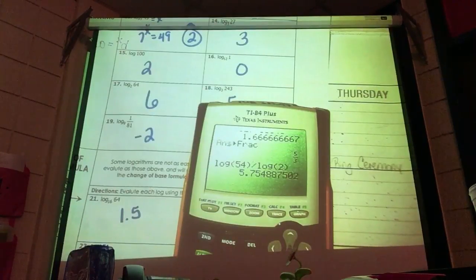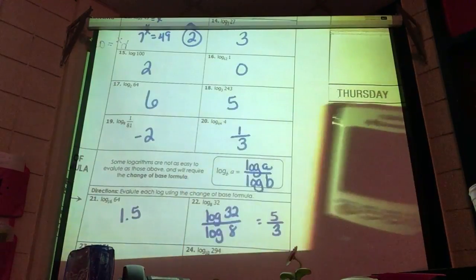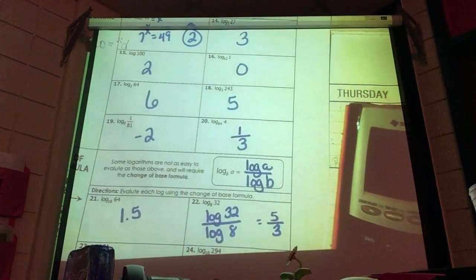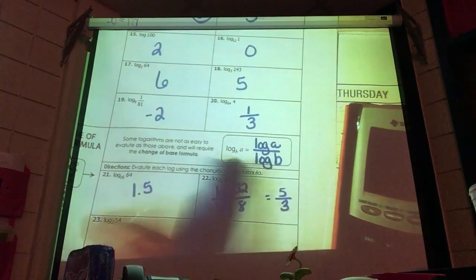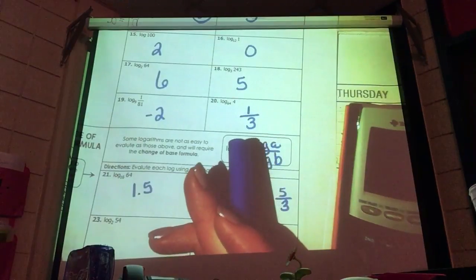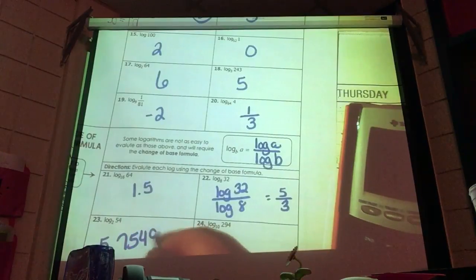5.7. And if you put 5.7, I'm going to say minus some points. Why? Because I did not round. No, it's not just 5.7. How many decimal places? 4. Guys, I just said it. I said it like 3 times. Did I just say 4 decimal places like 3 or 4 times? So it's 5.7549.